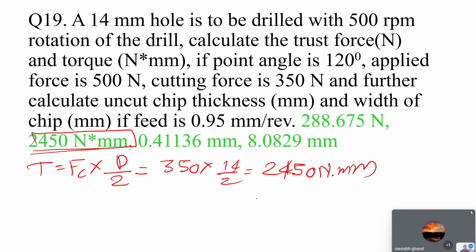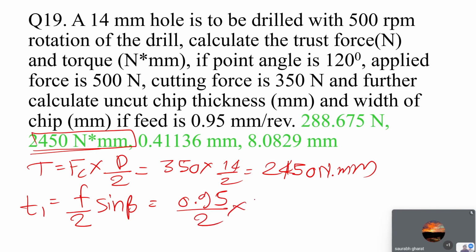What you need to find out next is t1. You got your torque which is mentioned here. What is the formula for that? It is f by 2 sine beta. So you have your feed, 0.95, divided by 2 into sine of beta. What is your beta? Sine of 60 degree. So it will be 0.4136 millimeter. Next you have to find out your width.